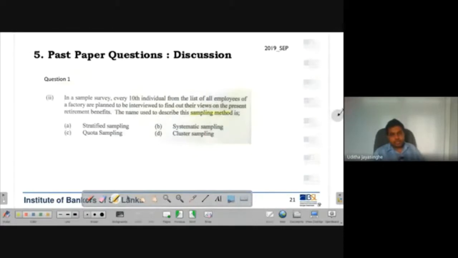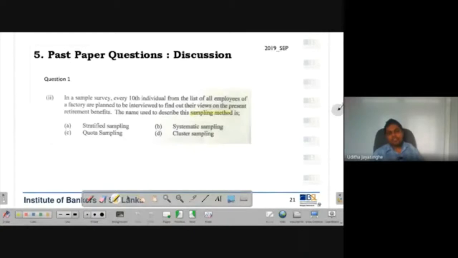19 September, question number 1, part number 2. In a sample survey, every 10th item, 10th individual from the list of employees, factory. Now, if you really looked into this question versus the question that we discussed, pretty much it's the same thing, isn't that so? I hope you don't have to really give me an answer here.